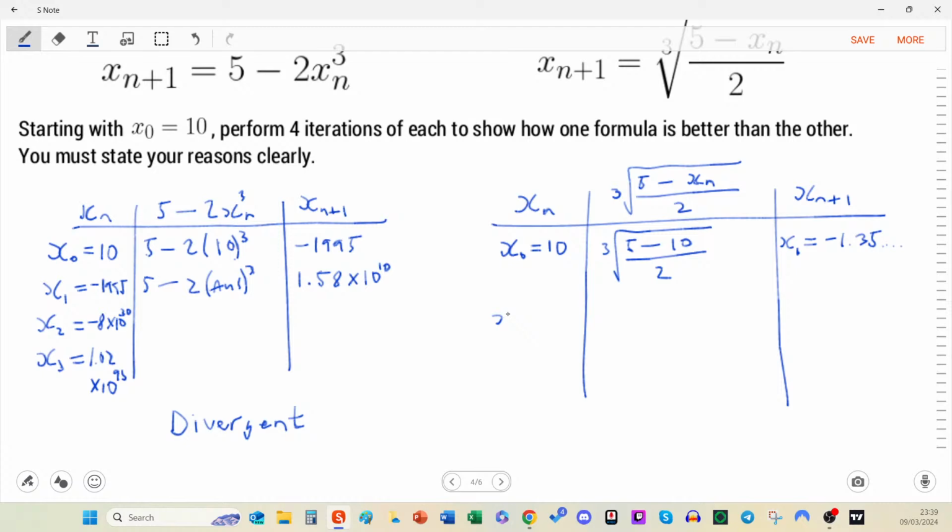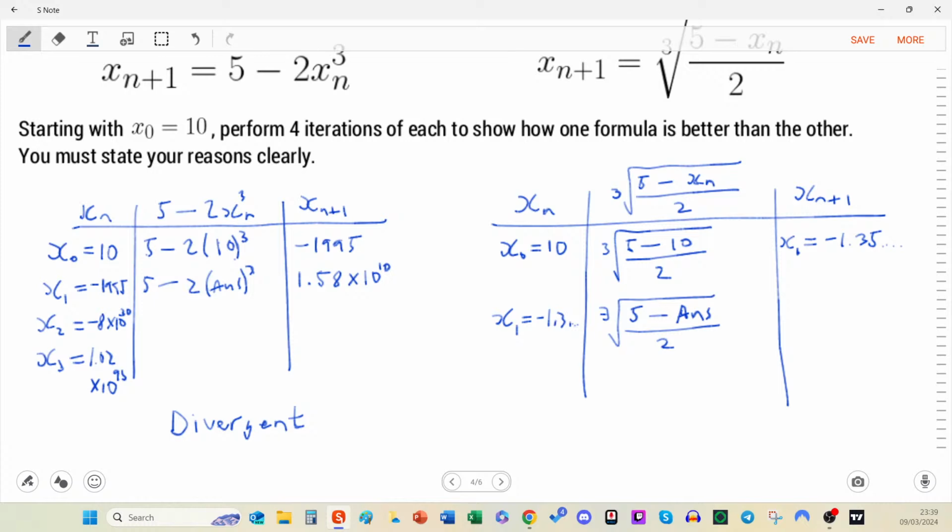And do you remember what we do after this? We know that x1 is negative 1.3, but we keep it in the calculator, and our next bit of wizardry is going to be that lovely old school cube root of 5 subtract answer, where's the capital A? There you go. All over 2.